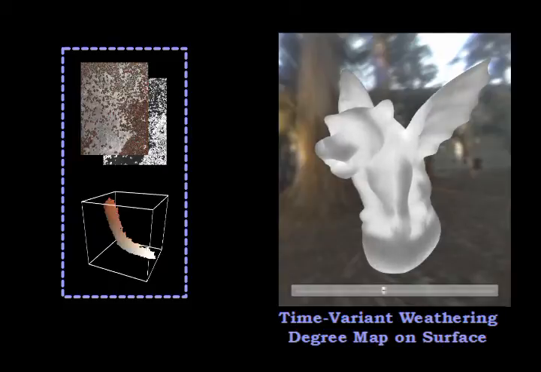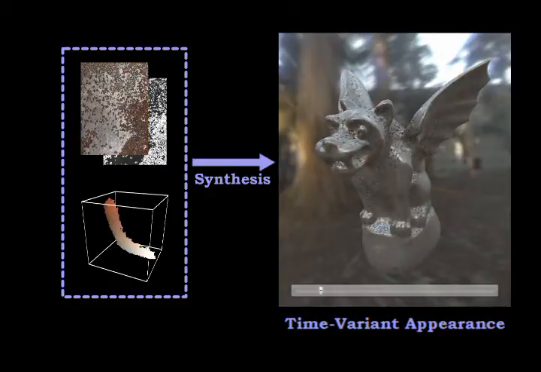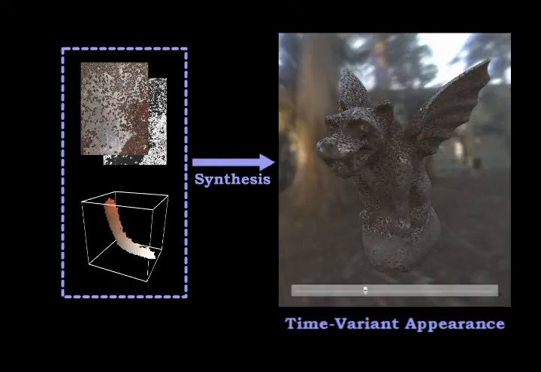Given time-variant weathering degrees on the surface, we can synthesize the final time-variant surface appearance based on the weathering degree map and the annotated appearance manifold.